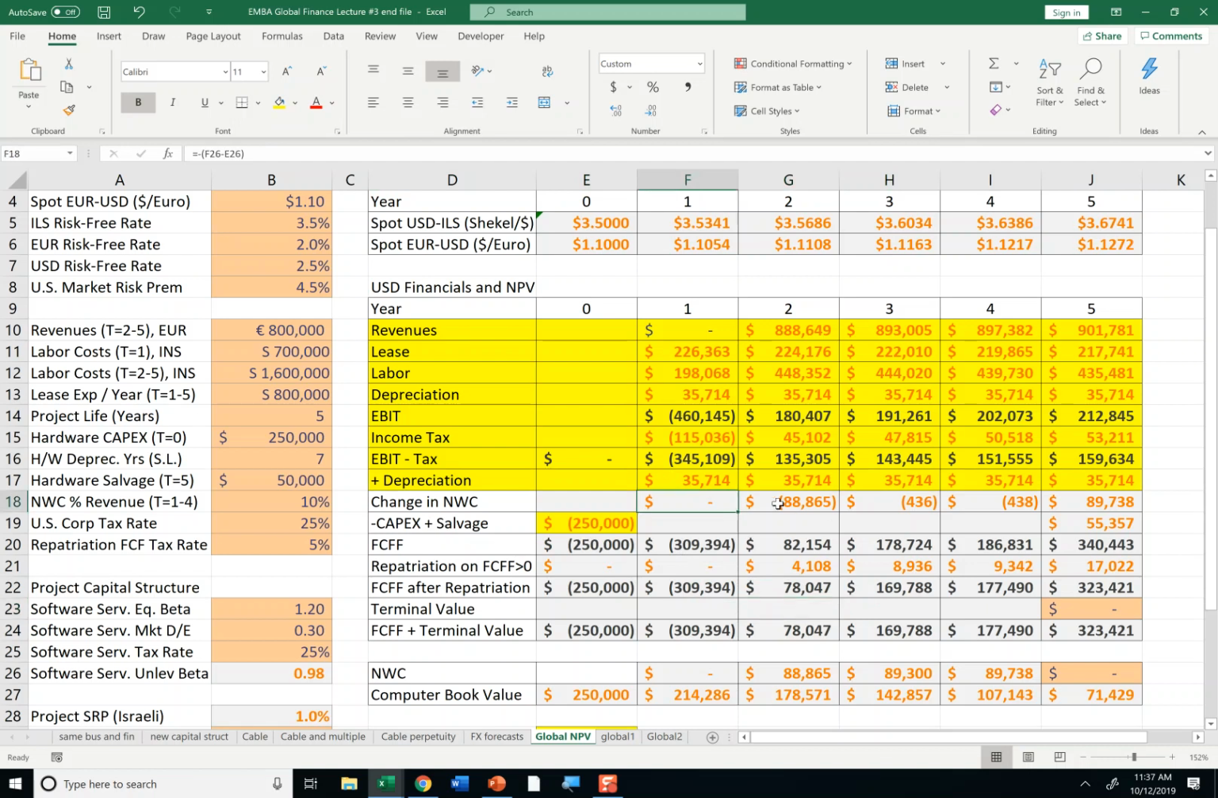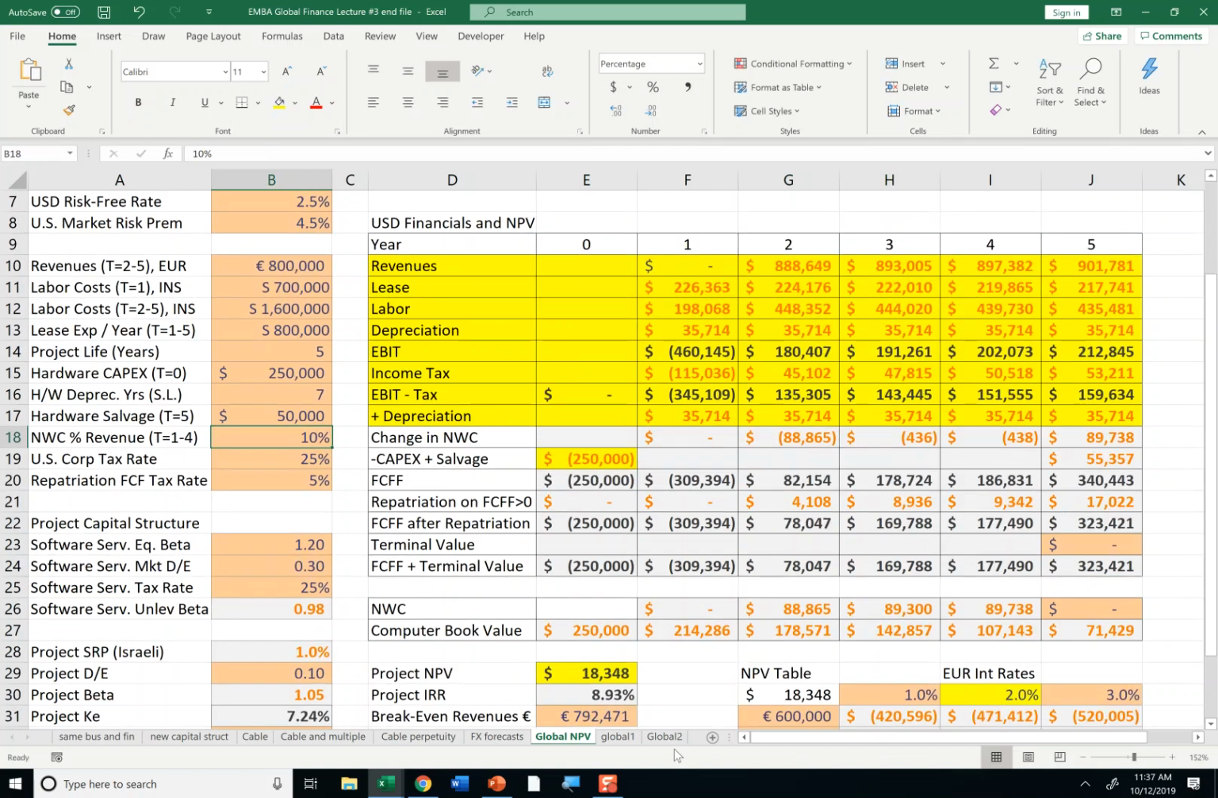And we're good with this number, so let's talk about these numbers. Net working capital has been defined as 10% of revenues. So I have a little line item down here called net working capital, and it's simply 10% of revenue. Think of this as inventory that's being held. So going from year 1 to 2, you build up your inventory by $88,000. That's going to cost money. That shows up here as subtraction of the change in net working capital.